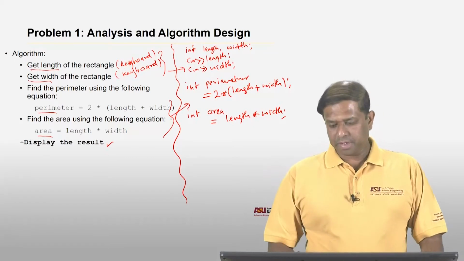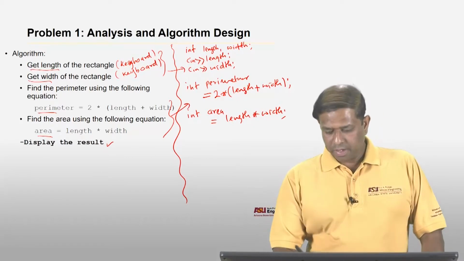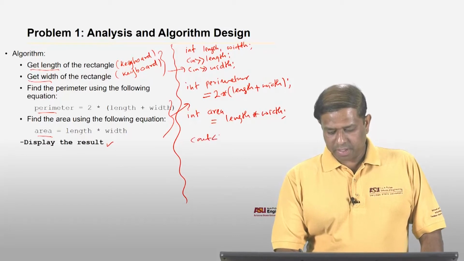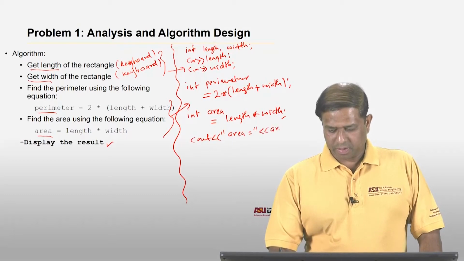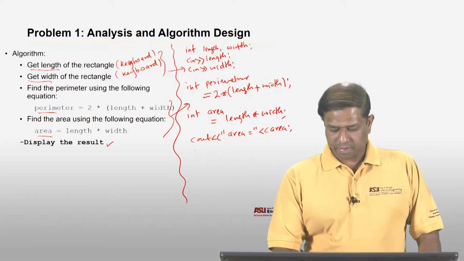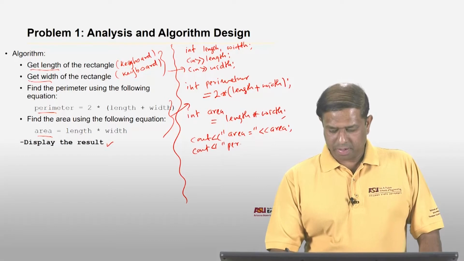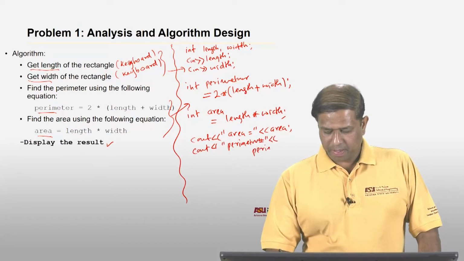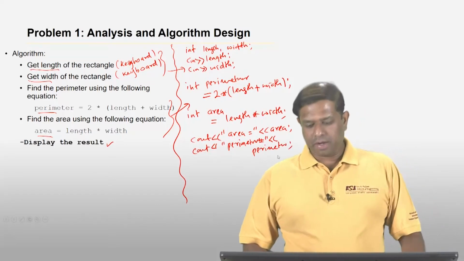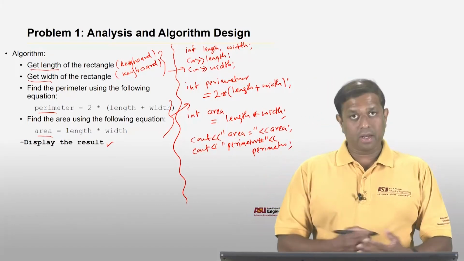So after doing these two, we can display the results of it. Using cout statement, you can say cout area equals area, and then cout perimeter equals perimeter, right? So that will display area and the perimeter of the rectangle after doing the calculation.